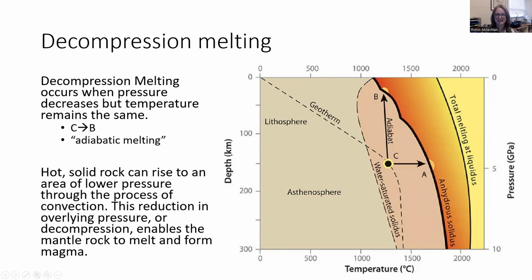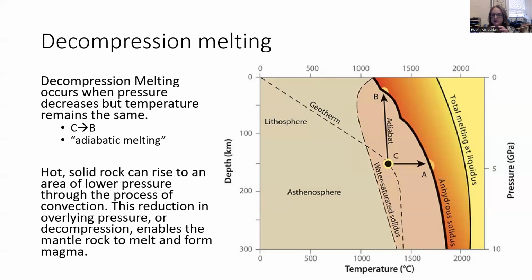First up, decompression melting. So coming back to our diagram here, let's say that we're starting at location C, right? And let's say that our rock is not water saturated, it's anhydrous. So at this point, it's going to be a solid rock if it's at C. Now, decompression melting means that that rock is decompressed, right? It rises up in depth so that the pressure is reduced.